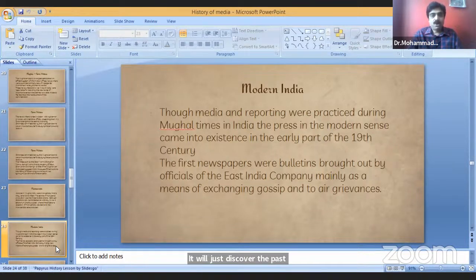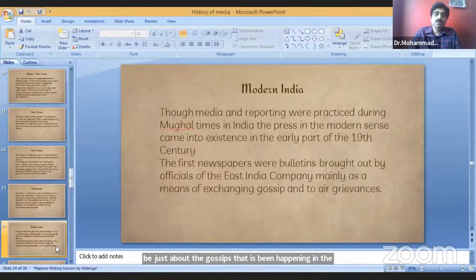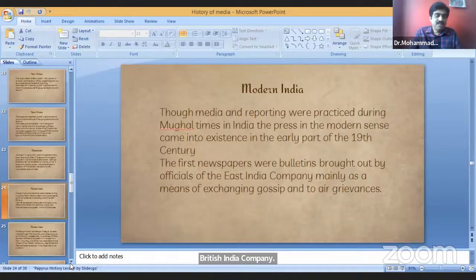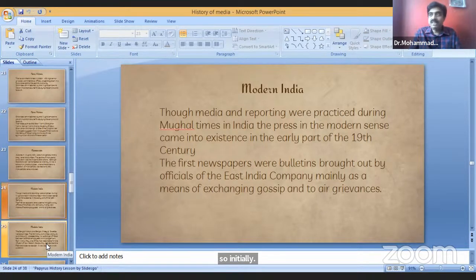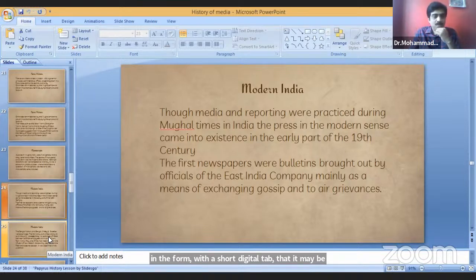Newspapers were bulletins brought out by officials of the East India Company, mainly as a means of exchanging gossip or airing grievances, both things. So during the East India Company, they first started to print. It was about the gossip happening in the British India Company, as well as the grievances of the people. Initially they were printed in the form of bulletins, short, like a brochure or a leaflet. Earlier, it was a single sheet of paper.